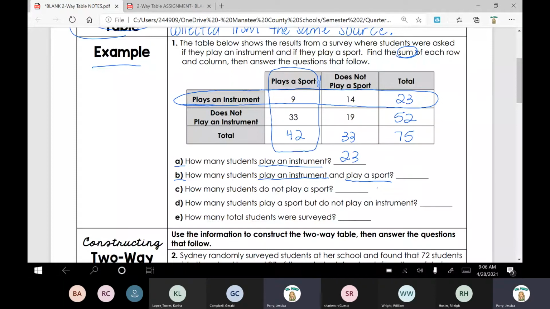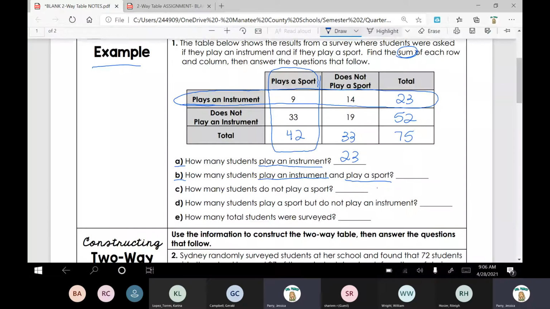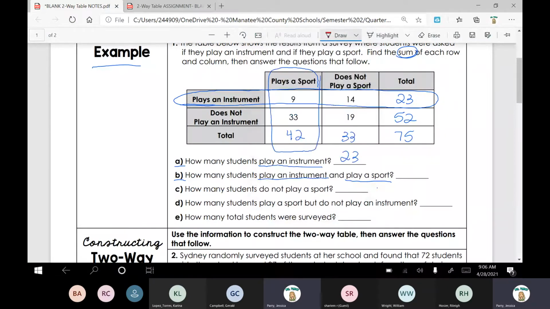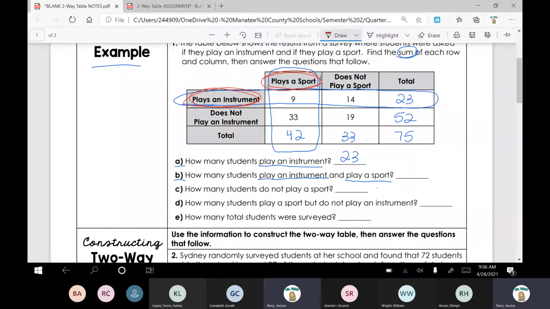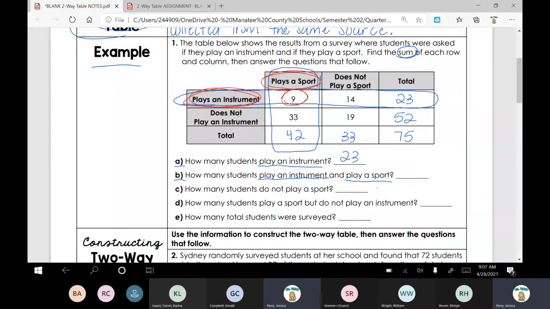Okay, so we're looking at play an instrument and play a sport. This is where it's kind of like the multiplication chart where you would find your two sections that you're looking for. We're talking about play an instrument, play a sport. You're going to drag your fingers across until they meet in the middle, just like you would with a multiplication chart. And you can see that 9 is where it's in line with plays an instrument and it's in line with plays a sport. So that's going to be our answer for our question there.